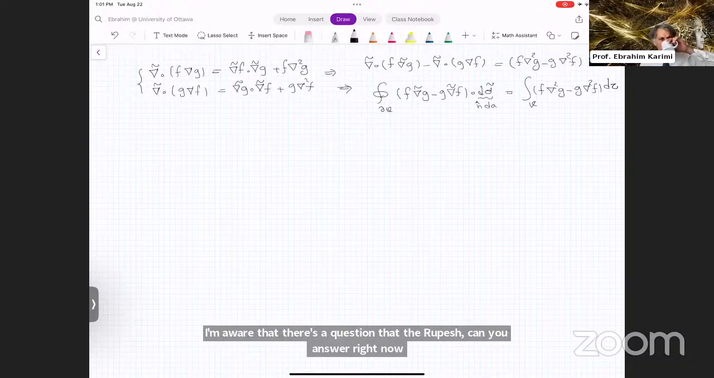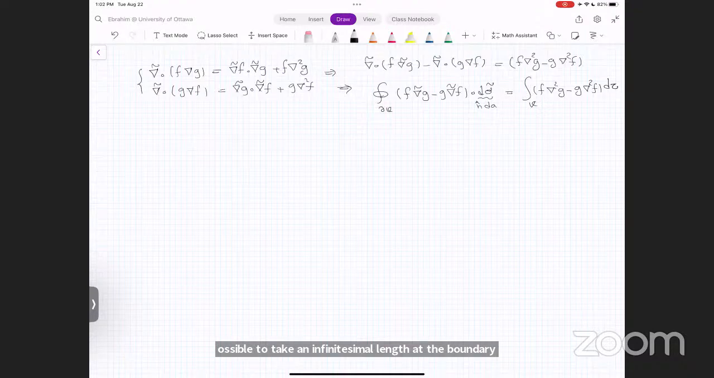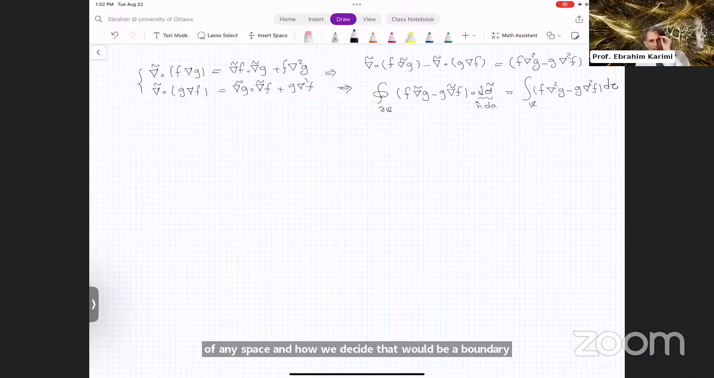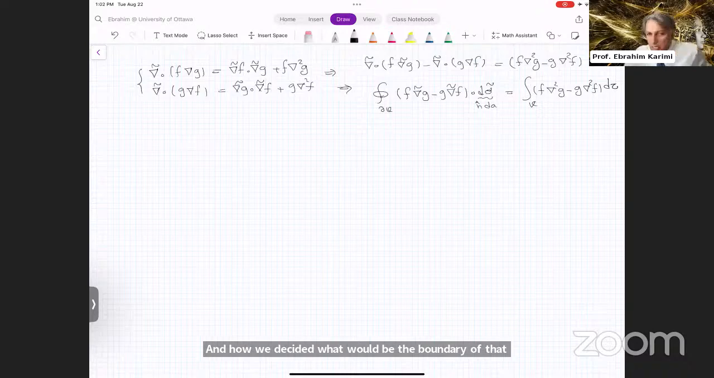Oh, yes, sure. He asks, is it possible to take an infinitesimal length at the boundary of any space, and how do we decide what would be the boundary of that particular surface? We did not decide any.